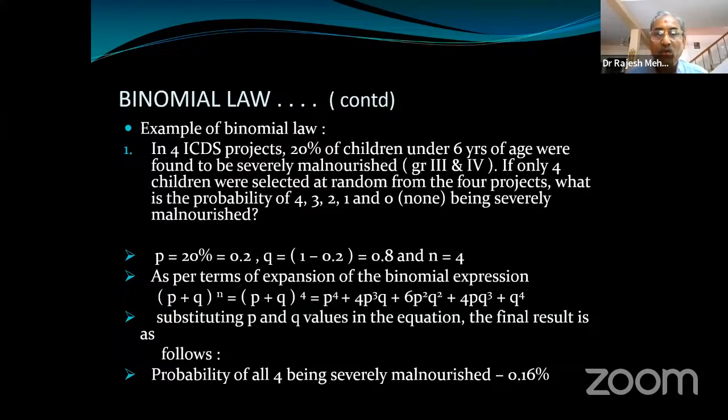Out of four projects, all the four are malnourished. Out of four projects, three are malnourished. Similarly, no one is malnourished. If you want to find out this, then how to calculate this? P is 20%, that children are malnourished. That is 0.2. And Q is 0.8. And how many children you are selecting from this is 4. So I will pause over here. You try to understand this, and I will continue, but you just think on this. This will take some time.